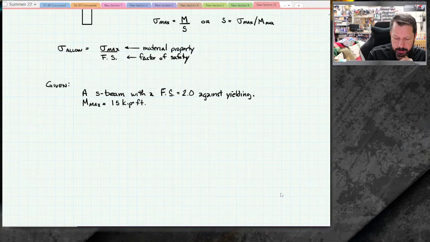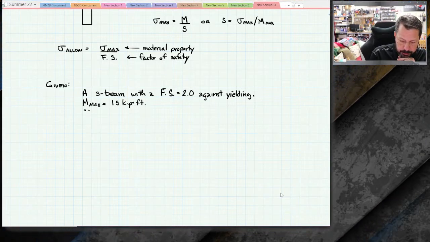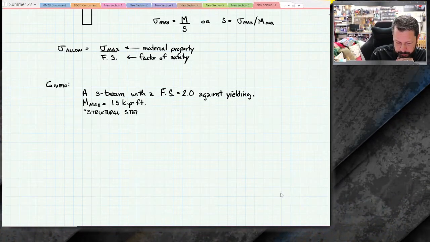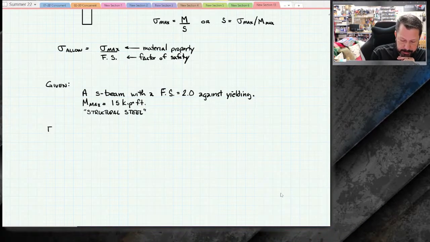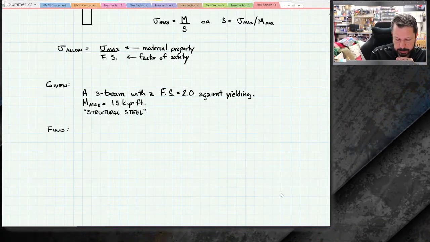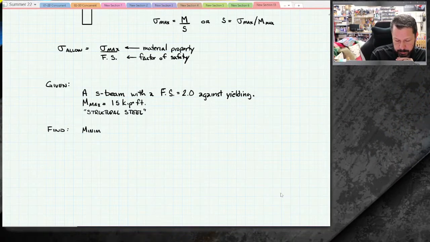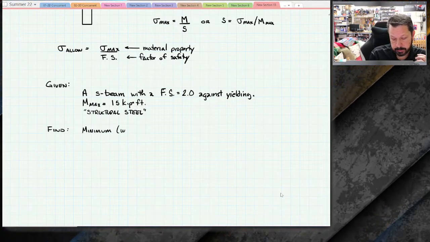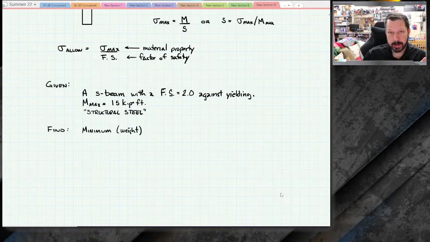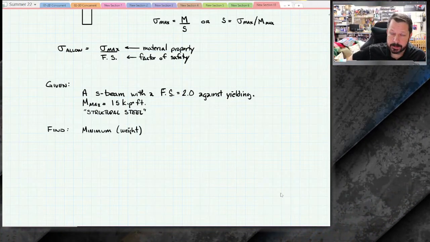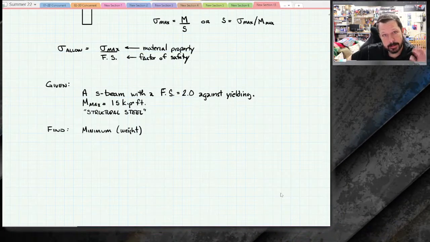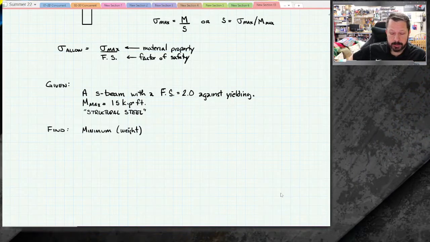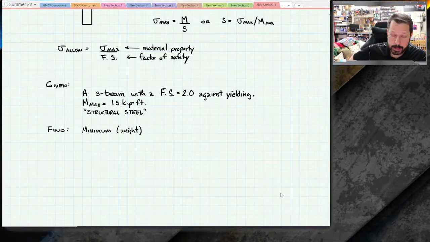So we've got our factor of safety. We're going to assume that this is structural steel. So what we want to find is the minimum, and I'm using minimum here to mean minimum weight. Because in general, a lighter weight beam is going to be cheaper. It's got less material in it, it's cheaper to move around, cheaper to put into place, and everything about it's cheaper. Maybe not 100% true, but in general, the minimum weight is going to be the most affordable beam.